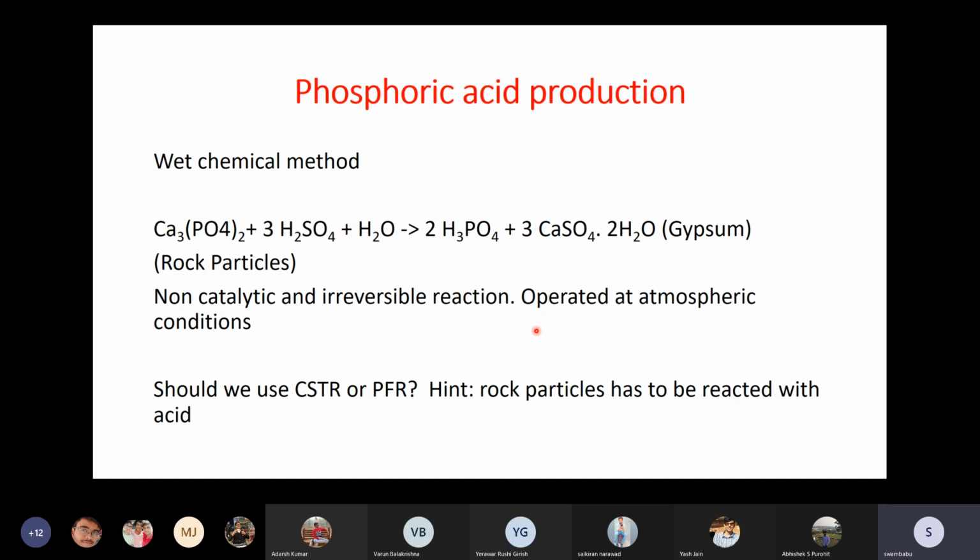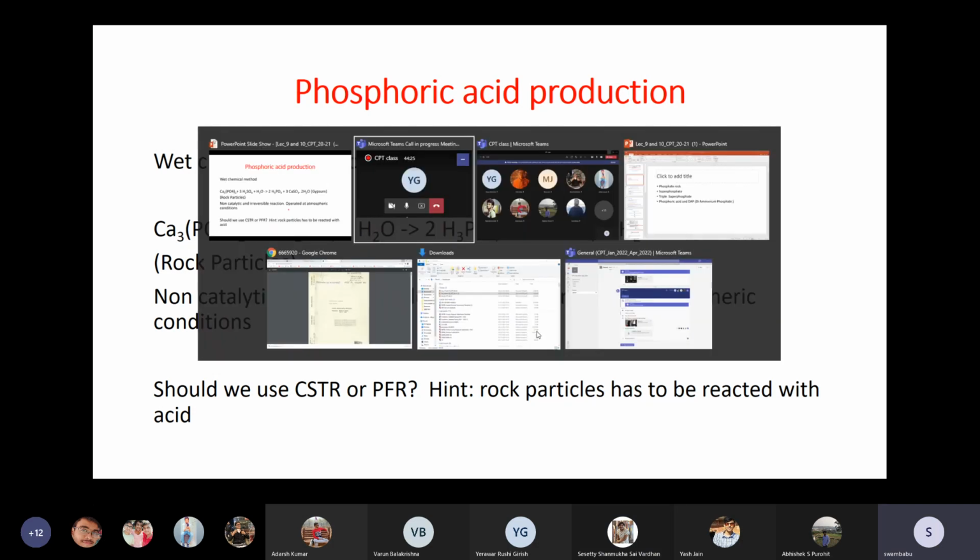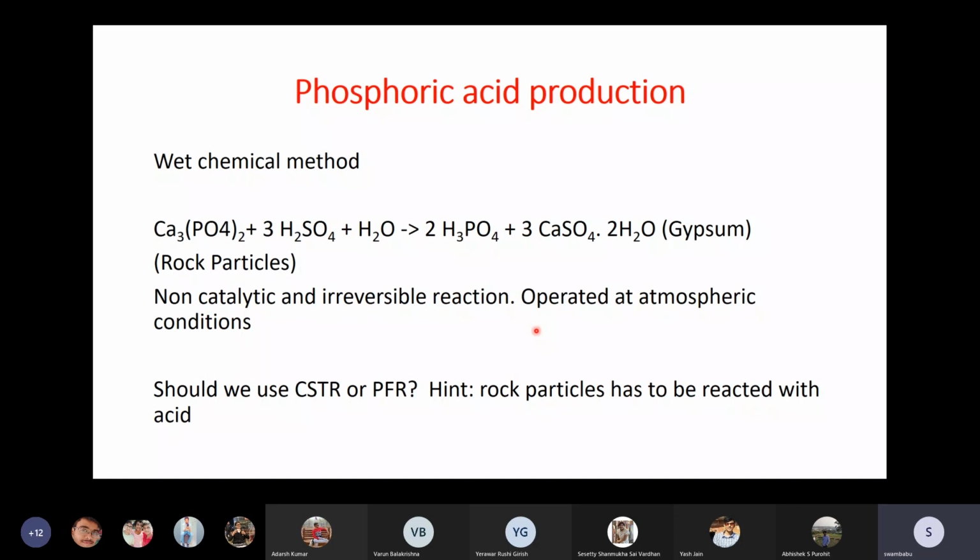We'll use PFR because CSTR requires continuous flow. True, CSTR requires continuous flow. Now, do you think mixing is required or not for this one? If you don't mix, what will happen to the particles? In the PFR, suppose you don't mix, will they settle or not?